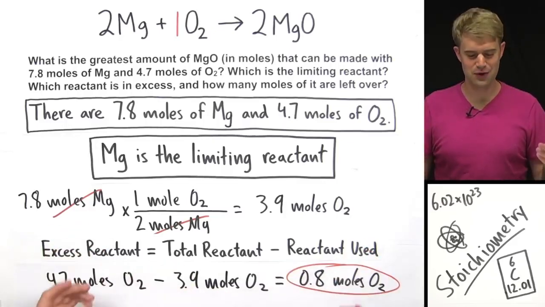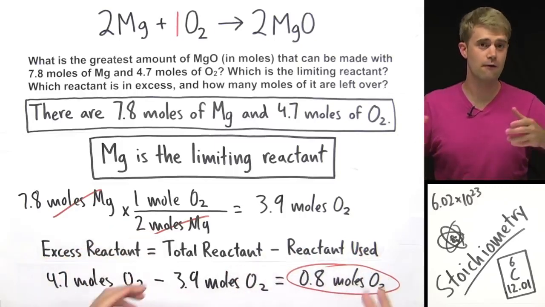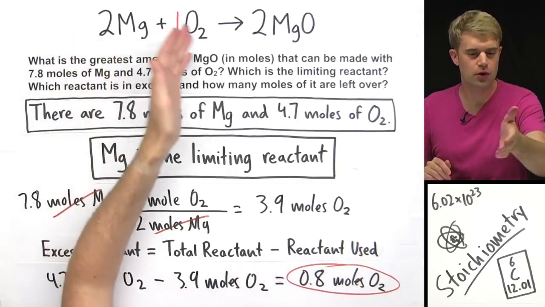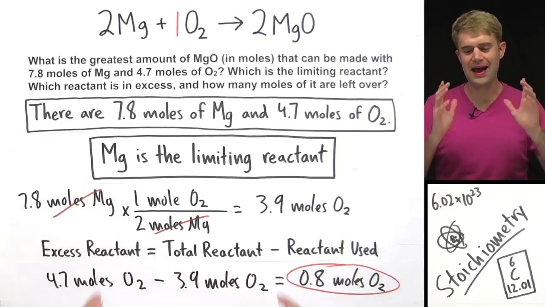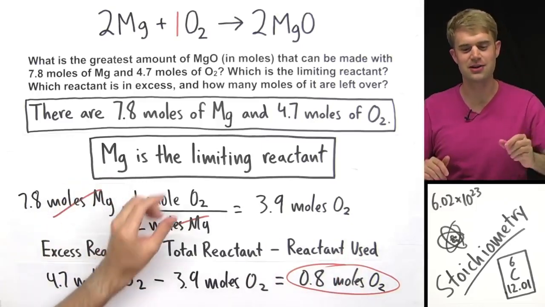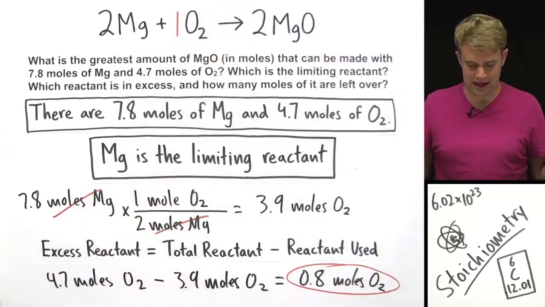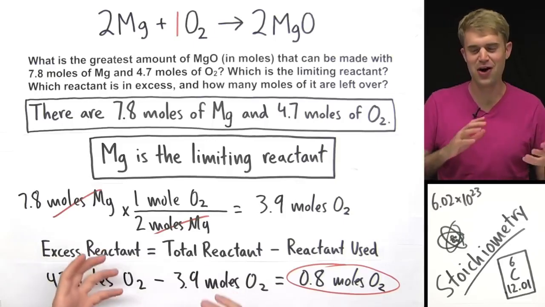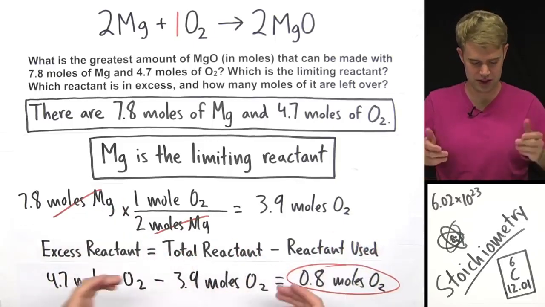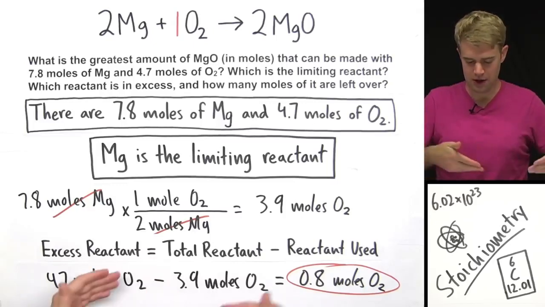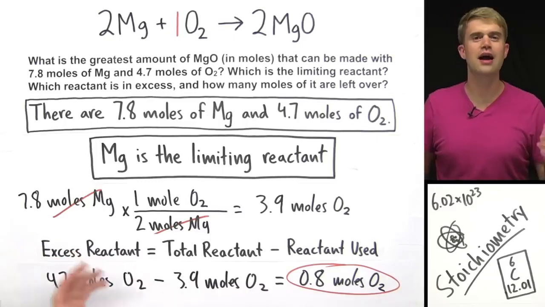So that's how you solve a problem like this with limiting reactant and excess reactant. First, you figure out which of your reactants is the limiting reactant. Then, using the maximum amount of the limiting reactant, you figure out how much product you can make. The excess reactant is the amount of the other reactant that you don't use the full amount of. You just take the total, you subtract the amount that you did use, and you end up with the excess.